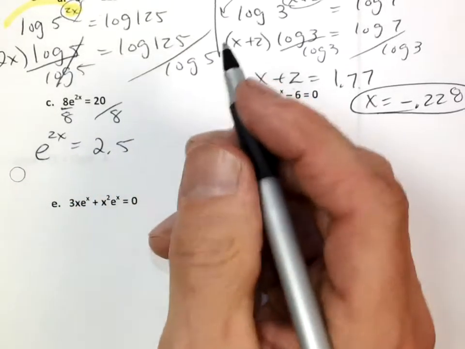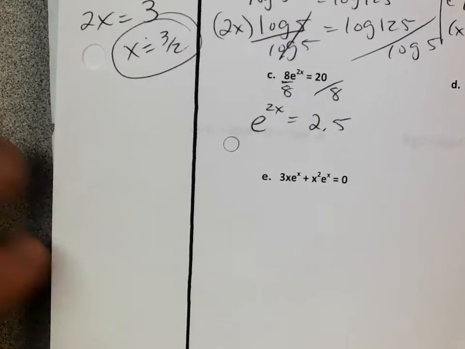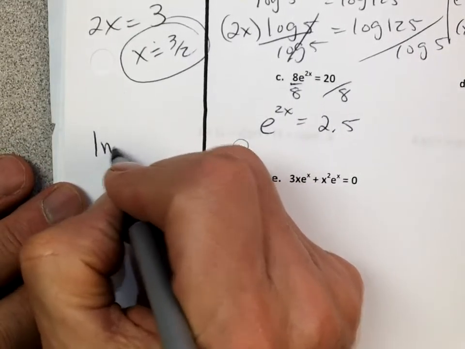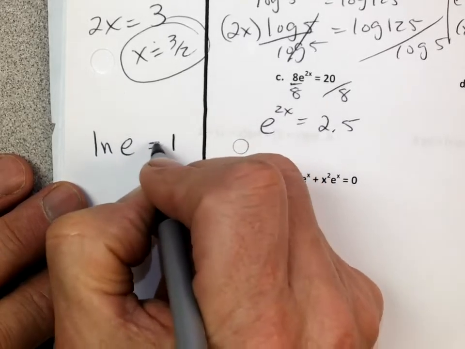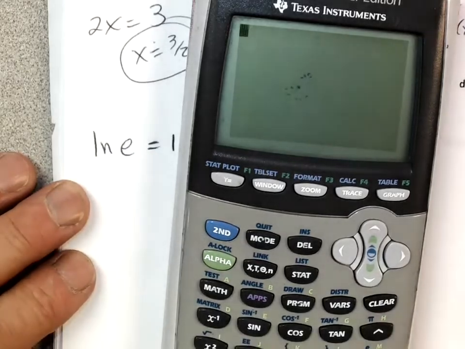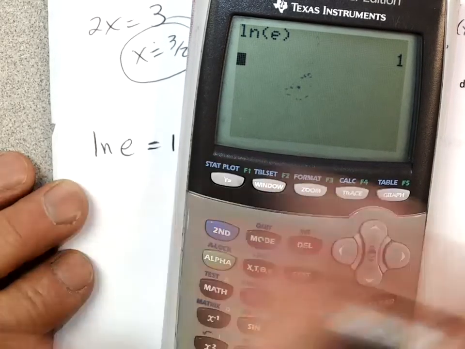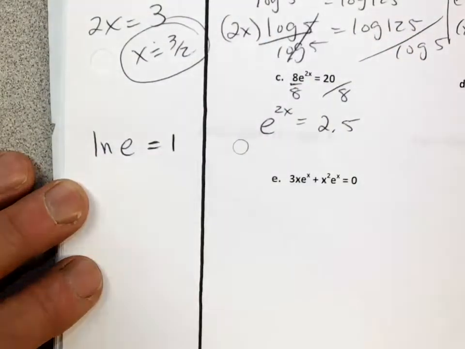Now, there are two ways to do this one, okay? I'm going to use the natural log because I know this. Little side note, write this down: ln of e is equal to 1. In fact, you can try it at a calculator if you don't believe me. ln of e is 1, okay? I'm going to use that information to do this problem.